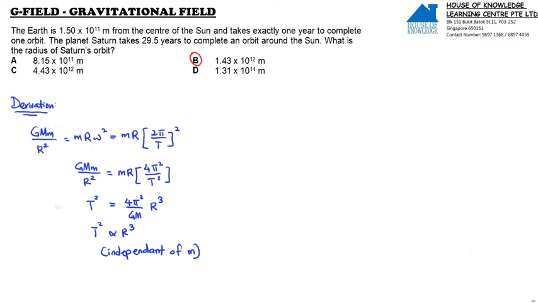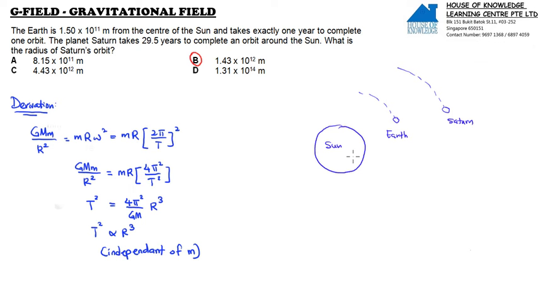Okay, this question is testing you about Kepler's third law. Okay, let's see this question. You have a Sun here, at the center. You have the Earth here, which is rotating. Okay, this is the Earth. You have another one which is called the Saturn. This is the Earth. This is the Saturn, which is quite far.